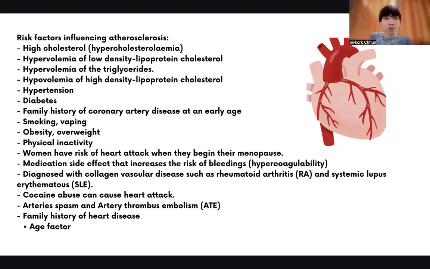Diabetes. Diabetes will link to heart attack because of the insulin production and the immune system. Basically, diabetes and hypertension have connections that are comorbid with heart attack. Family history of coronary artery disease at an early age. So if any member in the family has had coronary artery disease, other people inside the household probably can develop heart attack as well.